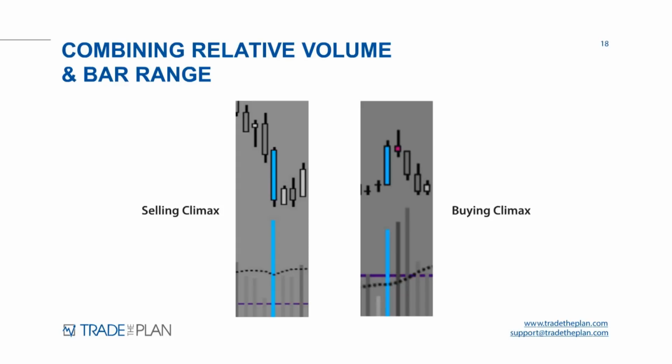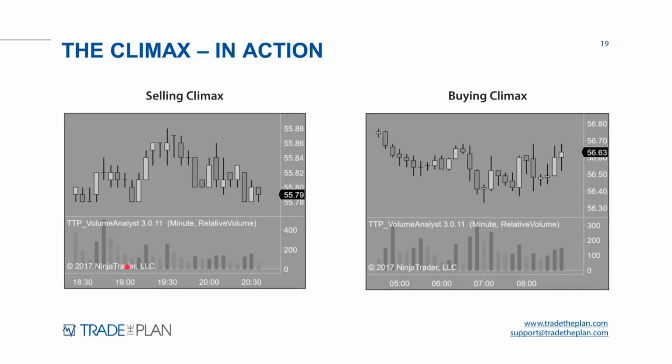It's pretty self-explanatory, really. You've got a big down bar, you've got fairly low volume, and then all of a sudden you get a huge amount of volume on a wide-ranging bar. That's your selling climax. You've got the same thing in reverse here, a big wide-ranging bar closing up on its high with a huge amount of volume. That's your buying climax.